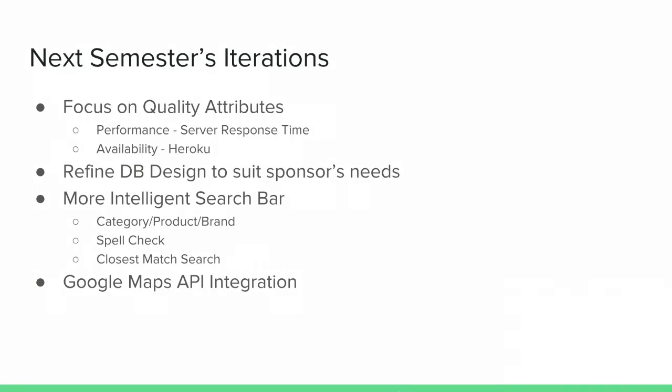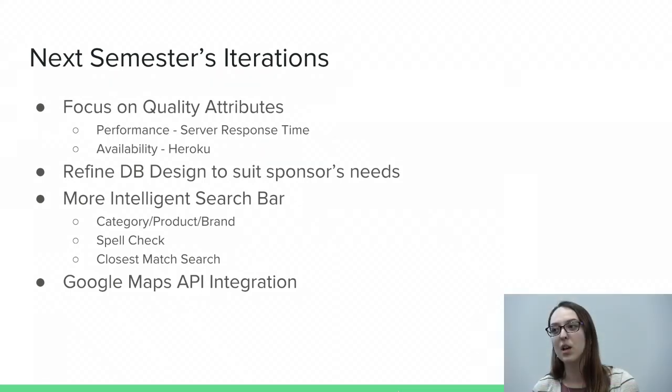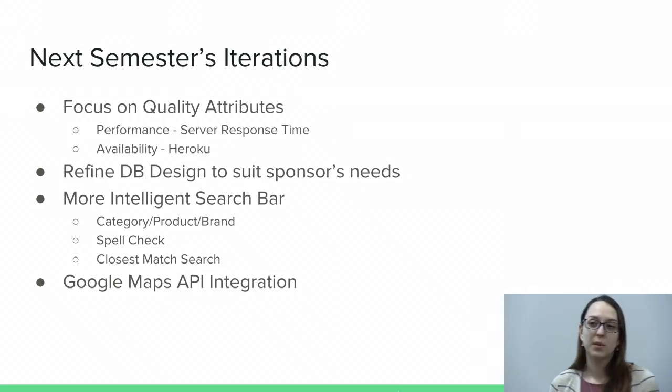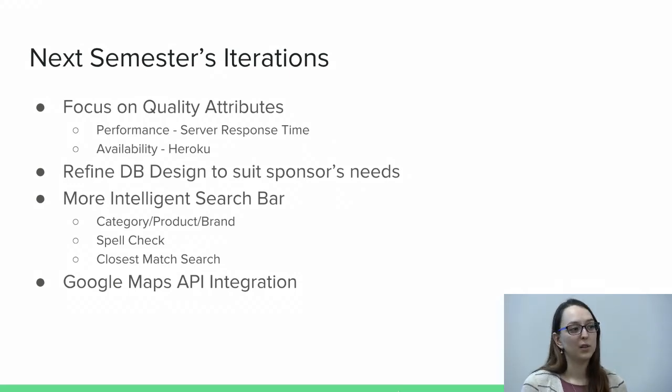So for next semester, our main focuses are to actually fulfill those quality attributes that Sultan was talking about earlier. A big problem for us right now is server response times. They are a little bit slow, especially for the broad search, just because of the sheer number of products in the database.